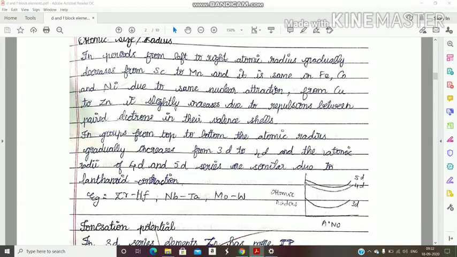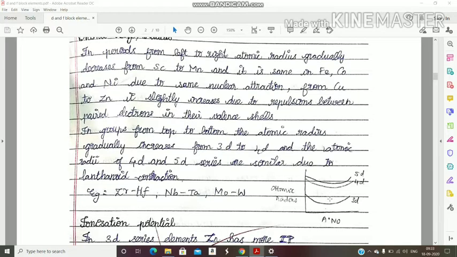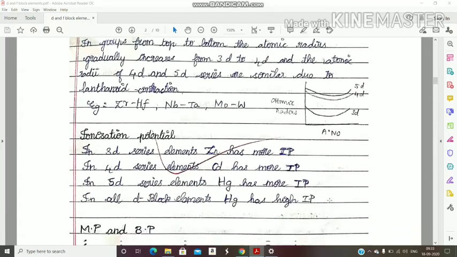Next, in case of 4D and 5D, we drew the lines side by side. That indicates both are having same atomic radii due to lanthanoid contraction. That is the meaning of these three curves. This is about atomic radii of d block elements, nothing but transition elements. Next, ionization potential.